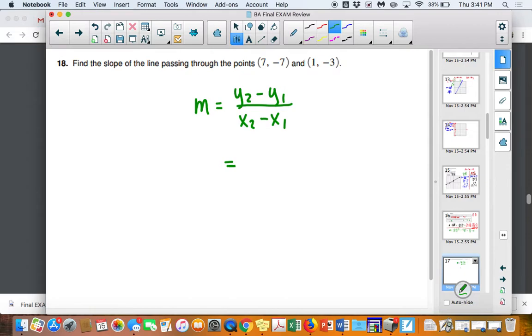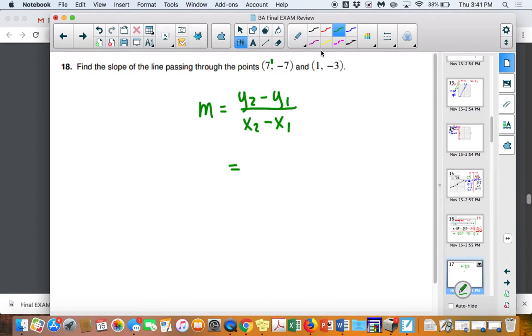So if you're calling this your first point and this your second point, then your second y value, remember we got xy, your second y value is negative 3, minus your first y value, negative 7. So if you really want to go hardcore and use your formula like that, you can. Then your second x value is the 1 in the back minus the 7 in the front.